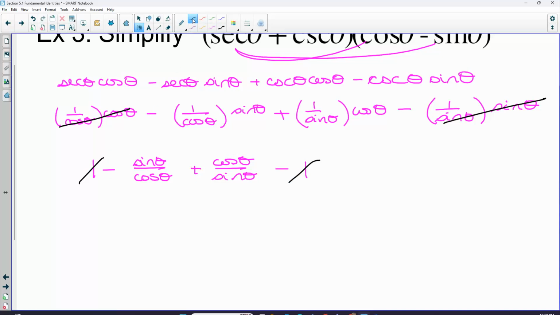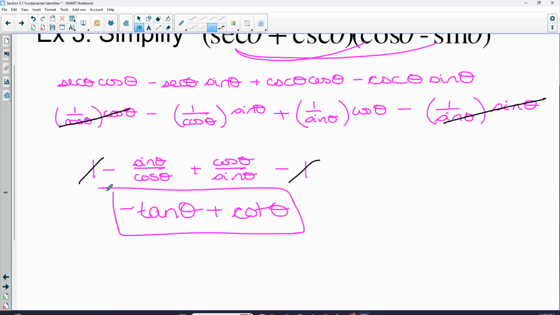Let's just simplify what's left. I have a negative. What's sine divided by cosine? Plus, what's cosine divided by sine? You could rewrite it as cotangent theta minus tangent theta. That would be fine as well. But we took that big, nasty expression and we simplified it down to just a couple trig functions. All right. Questions on that one?